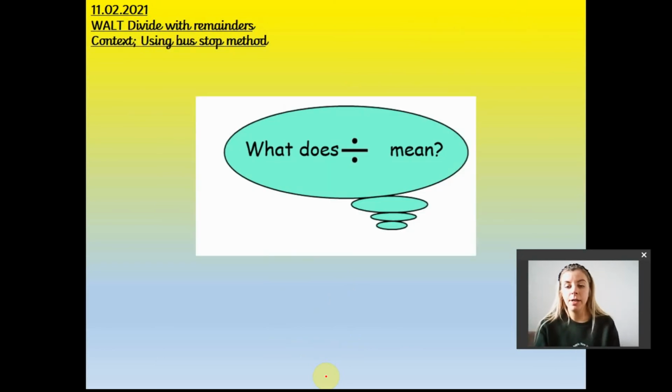Now, I'll quickly just recap this. We did discuss this yesterday. What does division mean? We spoke about how division is the inverse of multiplication, so that means that they are the opposites of each other. If you do use Times Table Rock Stars, you'll notice that they do have lots.